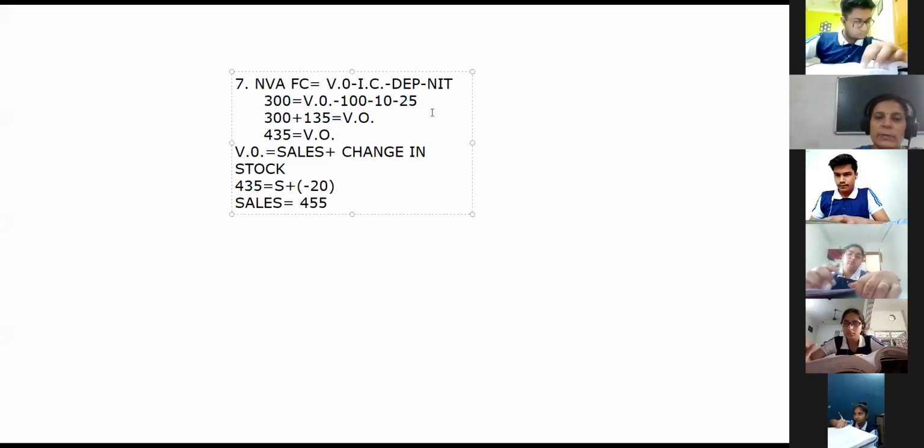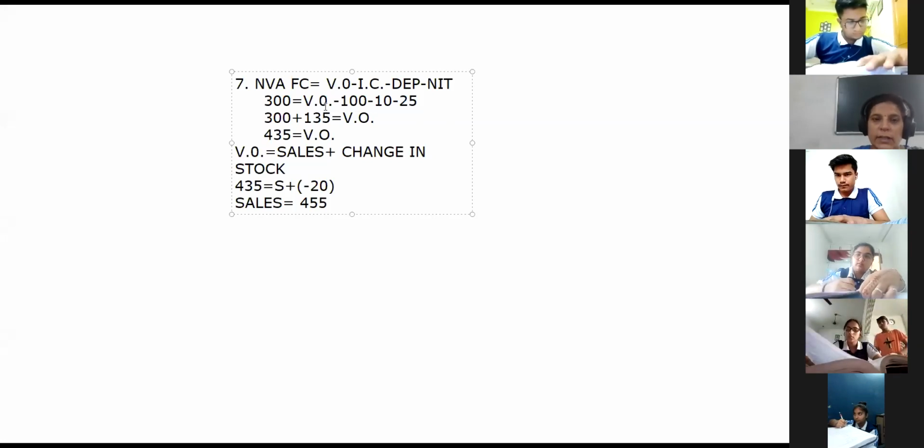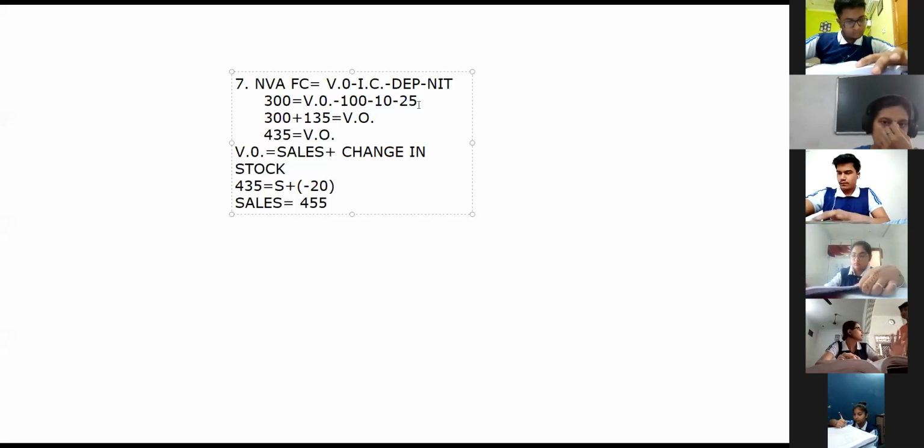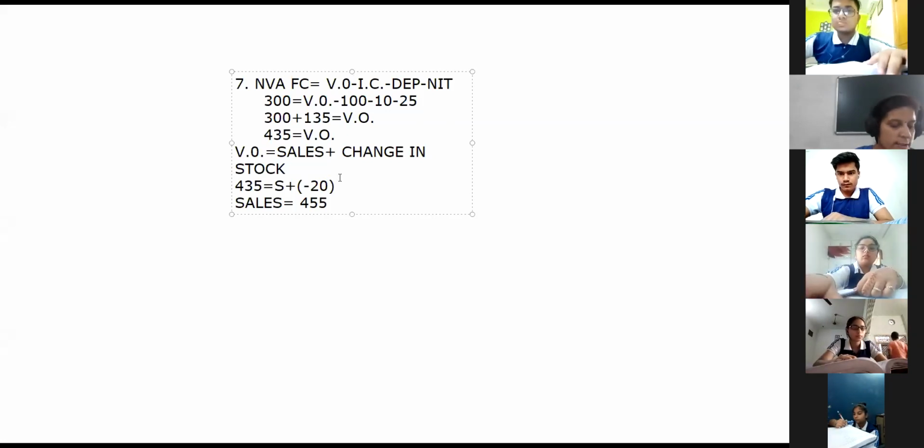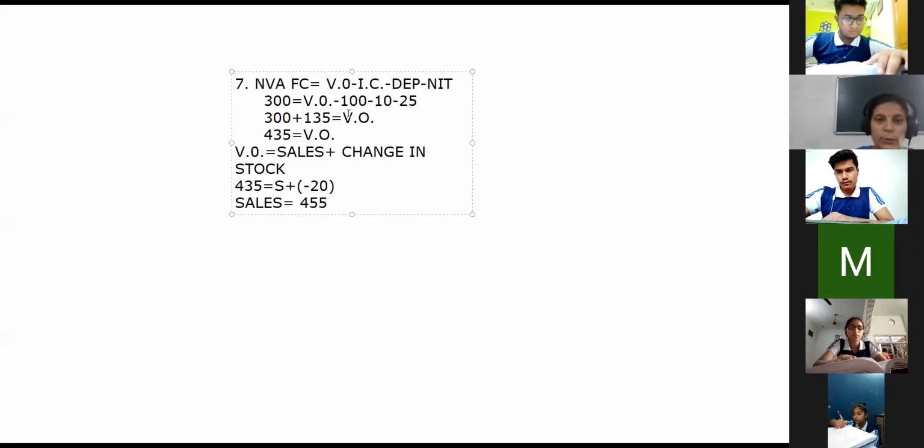As you can see, this question number 7. NVA at FC equals to value of output minus intermediate consumption minus depreciation minus NIT. Here value of output is not given. NVA at FC is given, which is 300. Value of output we have to calculate. Then minus IC is given as 100. Depreciation is 10 and NIT is 25. Okay, this comes out as indirect tax minus subsidies, which is 30 minus 5. Okay, so solving this, value of output we get as 435.